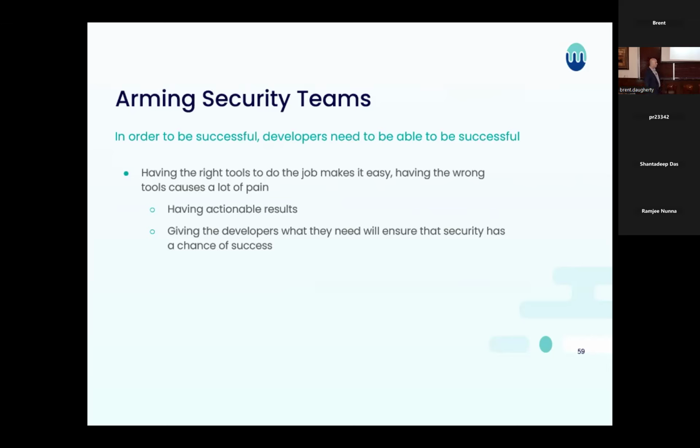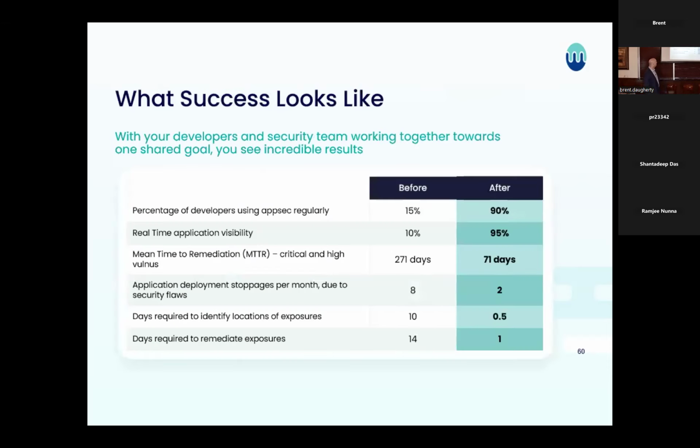Having actionable results is key. When your security tool says, hey, we have a finding, make sure there are actionable things before you hand it off to the developers. Because if you hand it off and it's not actionable, you've just wasted their time. They've pivoted off of what they're doing, and they're not going to like it. Giving developers what they need to ensure that security has a chance of success will guarantee success across the board. All right, a couple more slides and we're done.